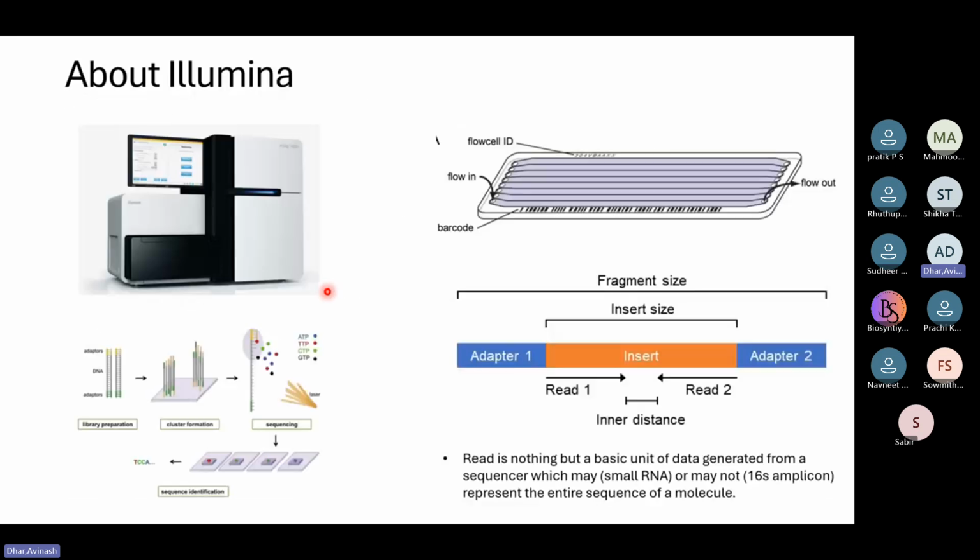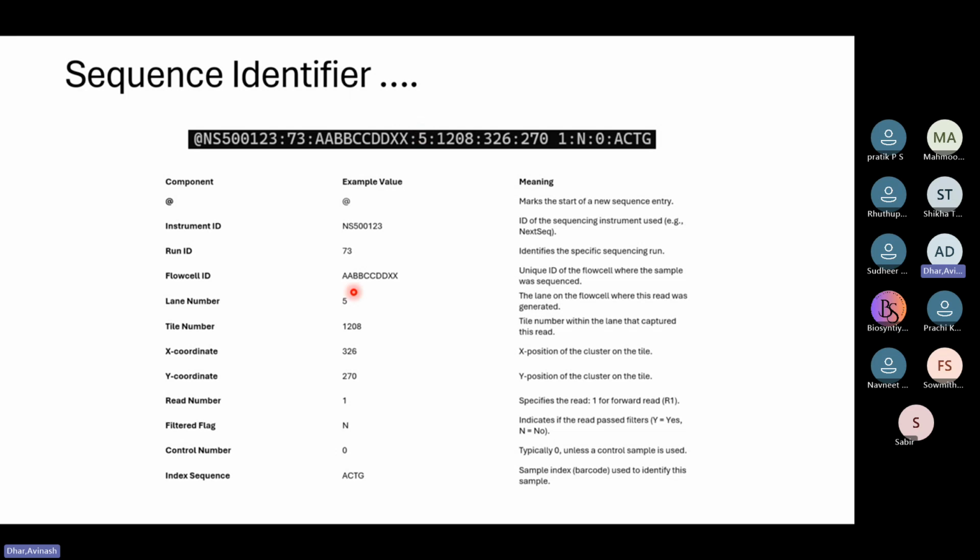Now I had told you there are lanes on a flow cell. There are 8 lanes on a flow cell. The number 5 here represents the lane number. Then I had again told you to imagine a graph sheet and superimpose it on your flow cell, like you have blocks on your graph sheets. Similarly, those blocks will be present on your flow cell as well, and they are known as tiles. So this 1208 represents the tile number. Then the x and y coordinates of the exact position from where this particular read is coming. And read number 1.